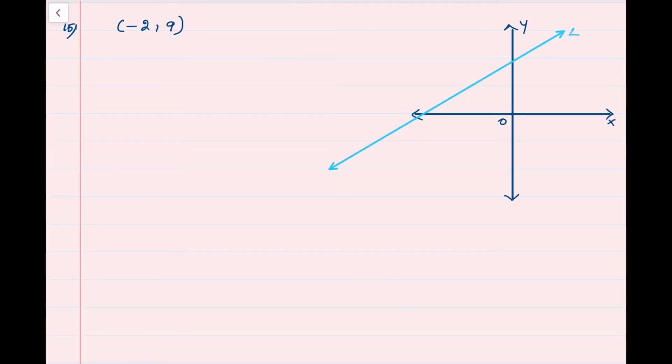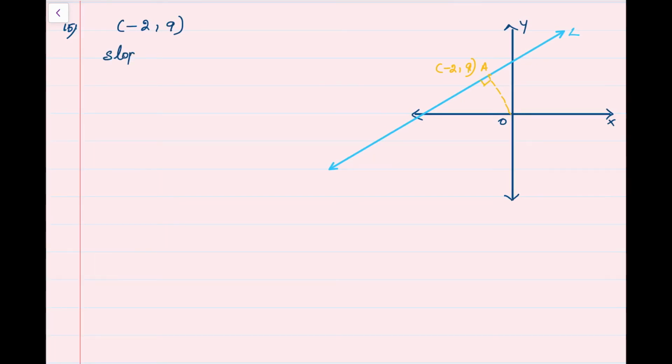Question number 15. The perpendicular from the origin to a line meets it at the point minus 2, 9. Find the equation of the line. Let us consider this line L and the foot of the perpendicular drawn from the origin, which is nothing but the normal. This point A is given as minus 2, 9, where OA is the normal.